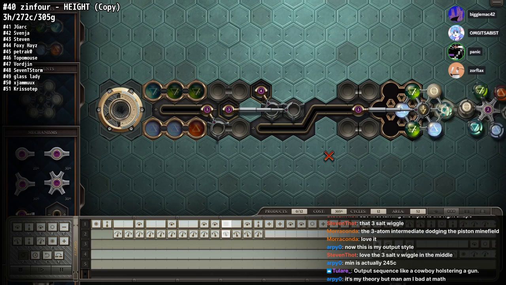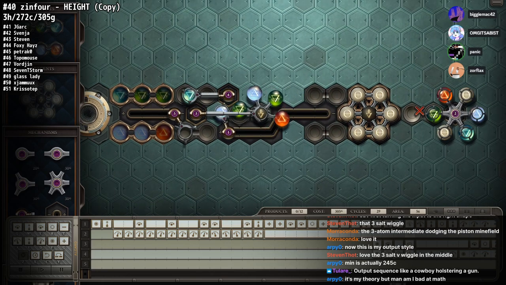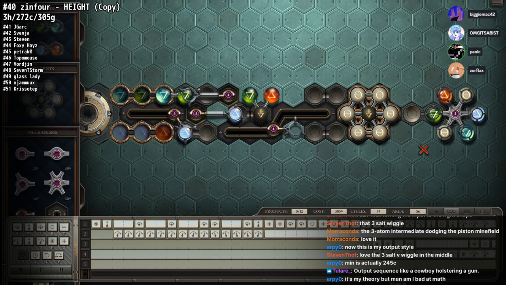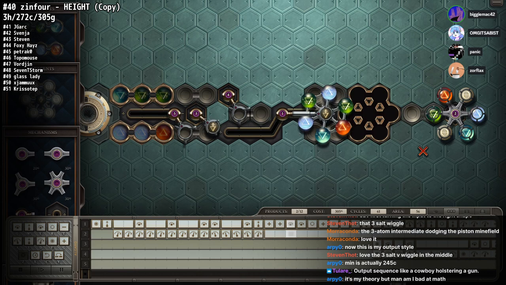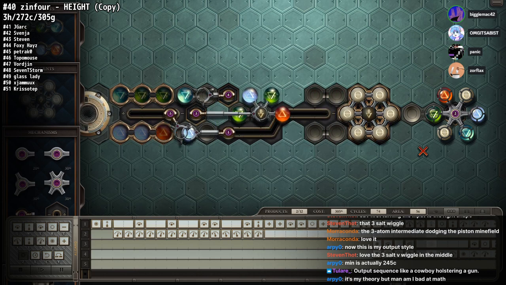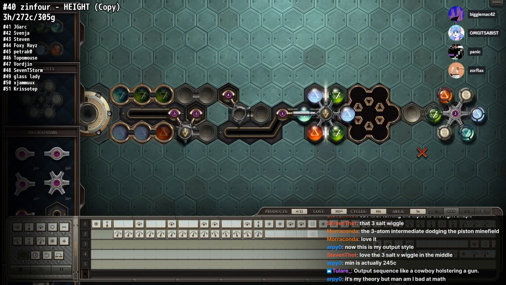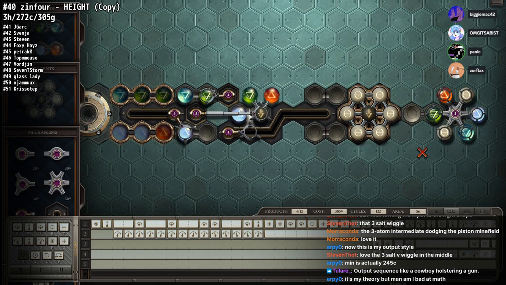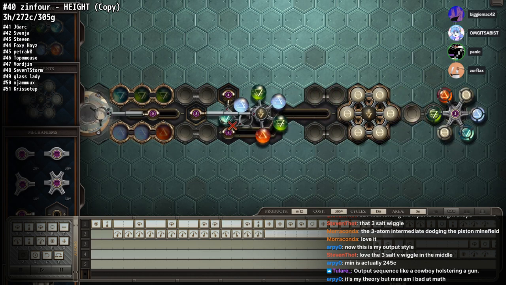So this one's from Zinfor at 272 cycles. It's a weird pattern. Burlo first. Interesting. So that you can alternate it. Yeah, I guess it lets you pass that one to the top, one to the bottom, one to the top, one to the bottom.